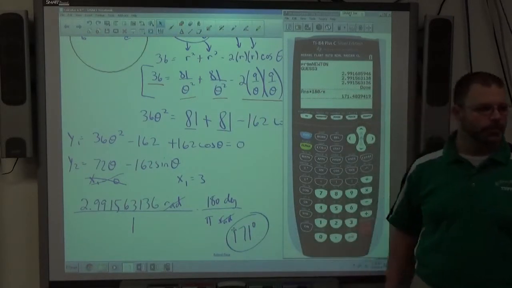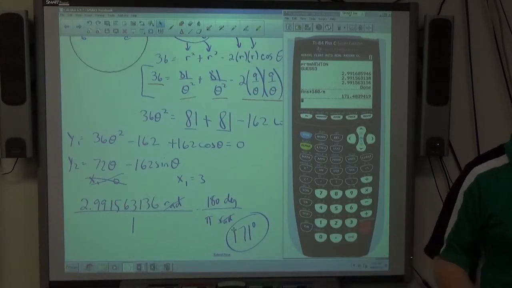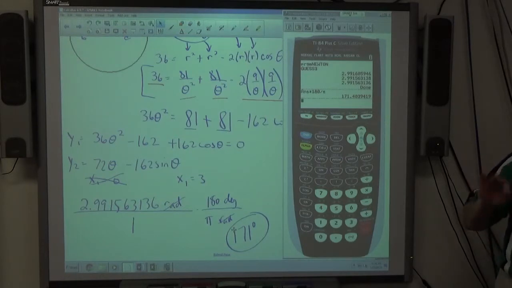Nearest degree. If it did specify degrees, if it said find the angle, you can definitely give me the answer in radians, but if they do say nearest degree, make sure you do that conversion.